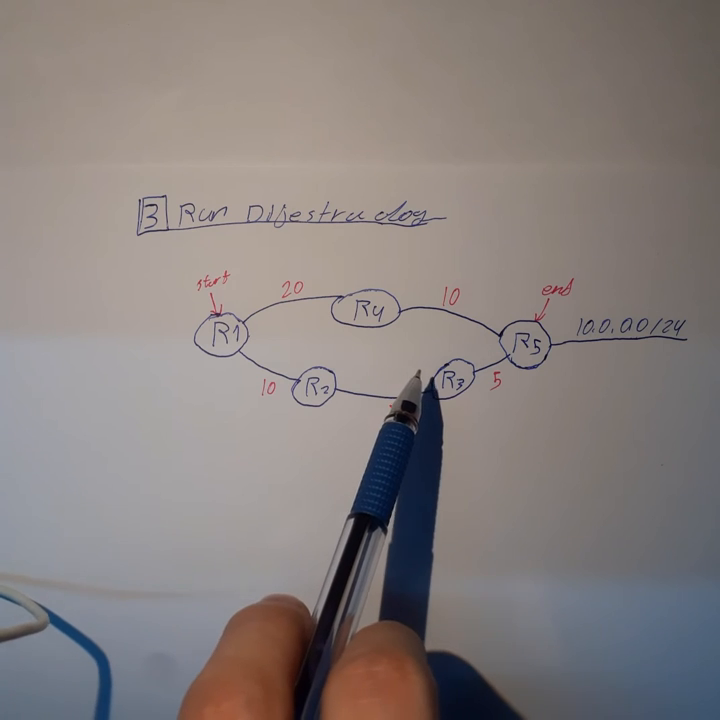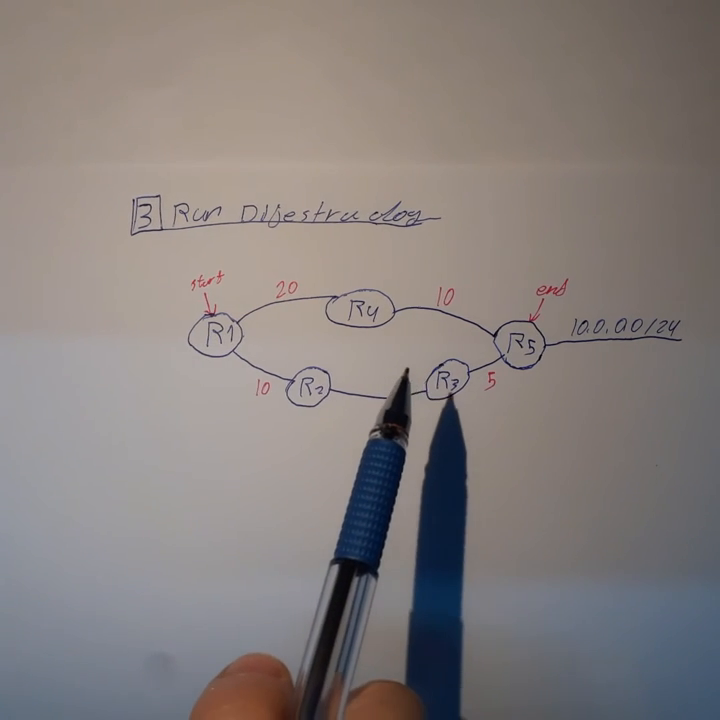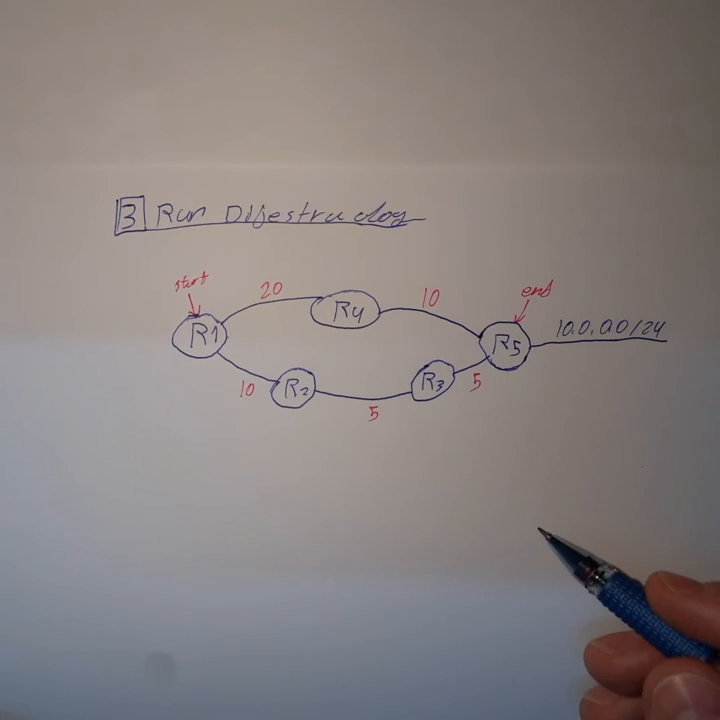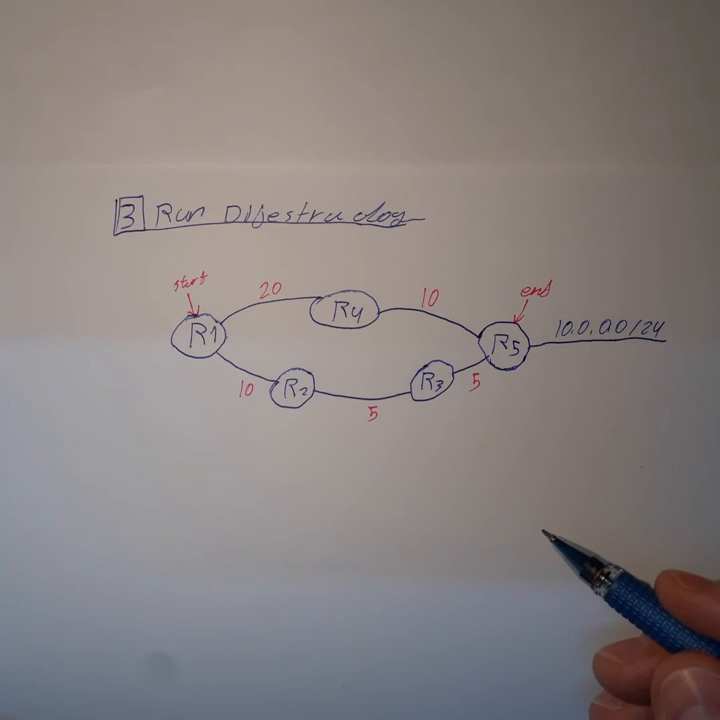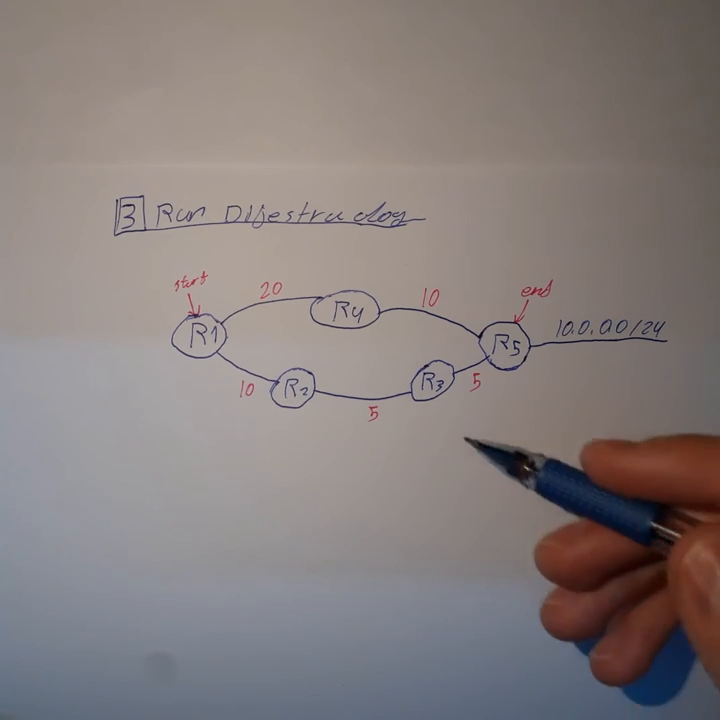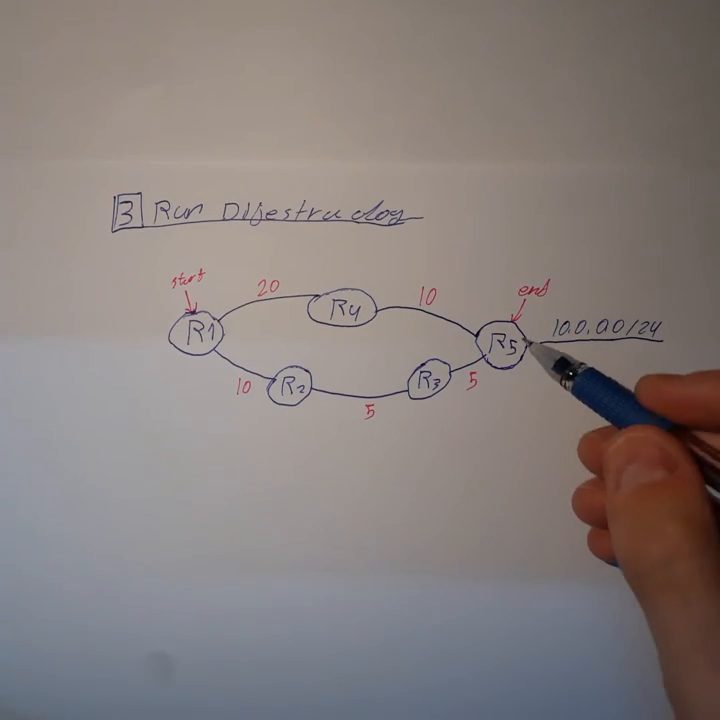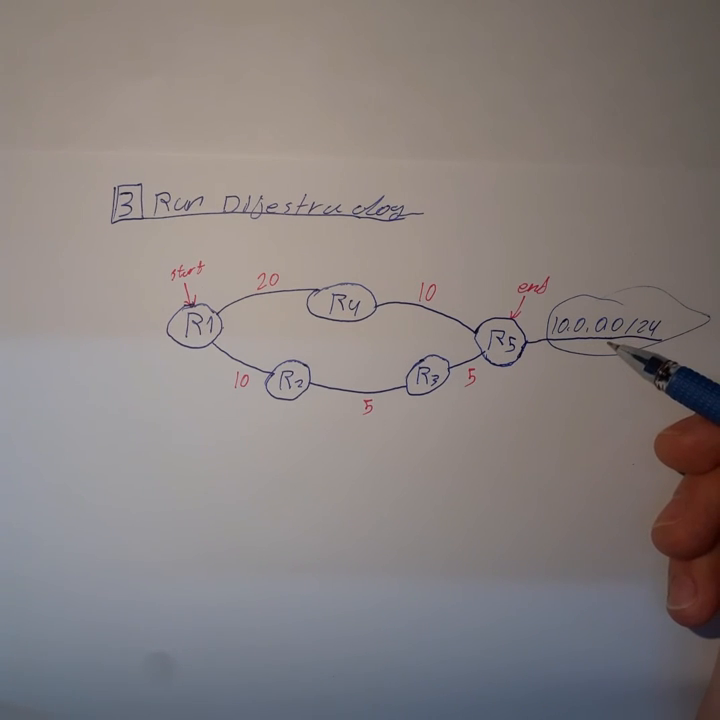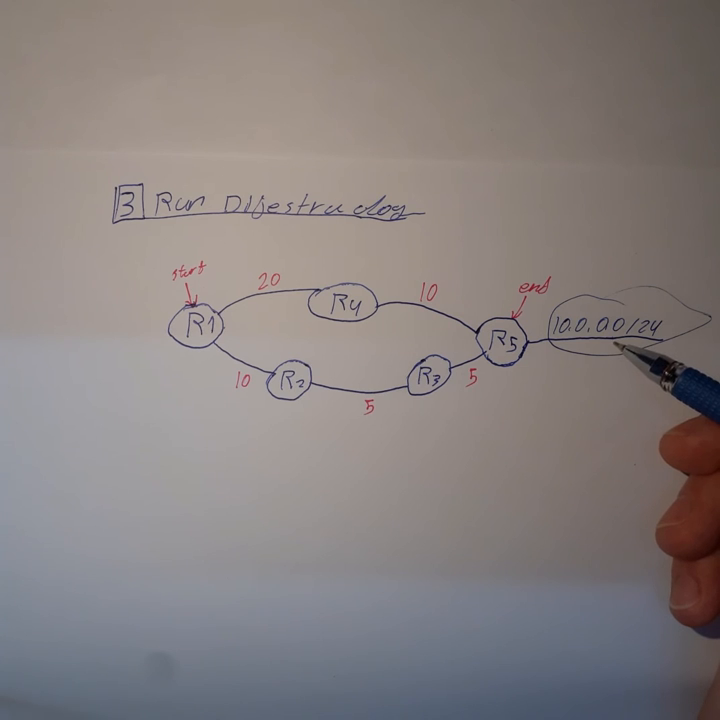let's see how Dijkstra will work. Firstly, it draws a tree for each path it has. So what are the paths that it could take from this start point to reach router 5 or this network 10? It will choose the least cumulative cost, and that becomes the best path, and it will save it inside its routing table.